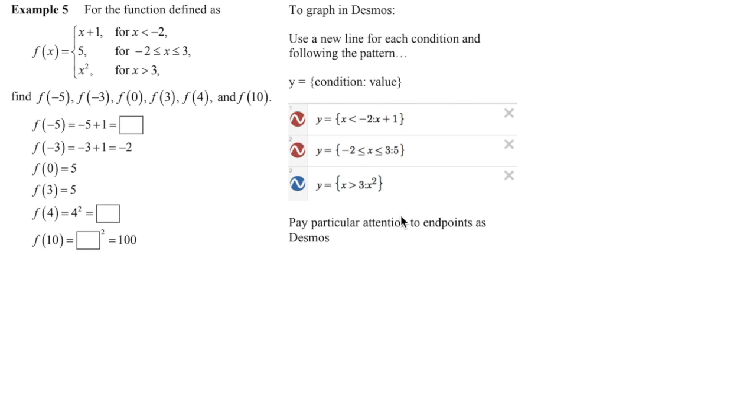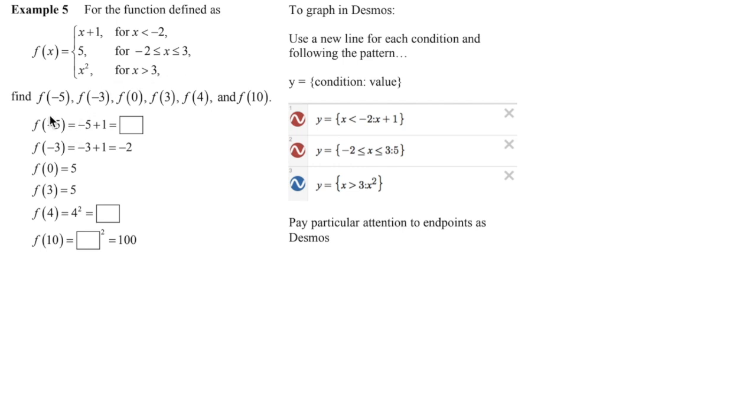In example 5 here, we're going to move on to talk about piecewise functions. Piecewise functions are interesting because they change the rules depending upon what part of the domain we are in. So in this particular example, we have 3 different parts of the domain. We have the domain when x is less than -2, when x is greater than or equal to -2 but less than or equal to 3, and then simply greater than 3.